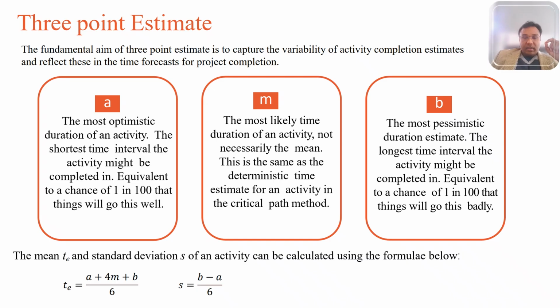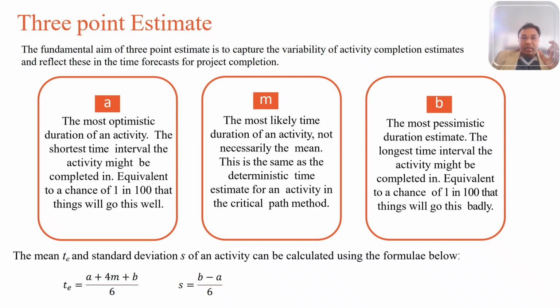For each activity, we estimate the optimistic time, which we refer to here as A, the shortest time the activity can be completed. That's an assumption: assuming everything goes perfectly, roughly a 1% chance. The second estimate is the most likely, the best estimate of how long this activity takes under normal conditions. The third point is the pessimistic, the longest time the activity might take, assuming everything goes wrong. Also about a 1% chance. By using these three values, we capture the range of uncertainty for each task or activity.